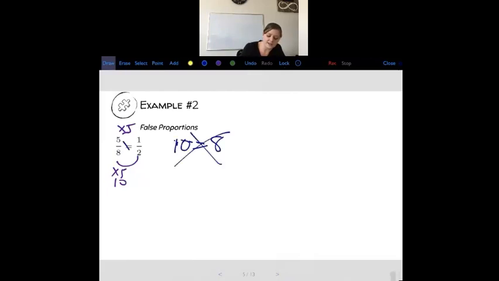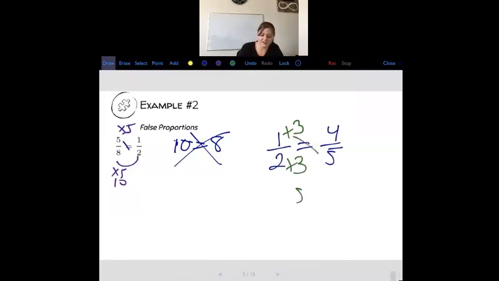That's not equal to 8. So this would be a false proportion as well. Same thing, like, let's say we had 1/2 equal to 4 over 5. You may notice that this is plus 3, but we're talking about multiplication and division here. This would be 5 equals 8, which is not a true proportion.